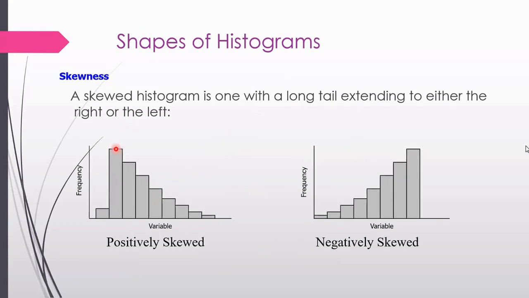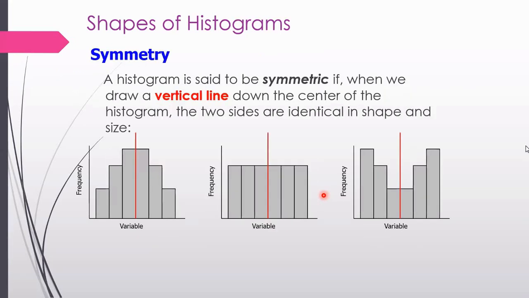Then here, one mode with positive skew. Here also, one mode with negative skew. And here, is this histogram bell-shaped? Put your answer in the chat box whether this histogram is bell-shaped or not. It is symmetrical but has two peaks, so the number of peaks is violated here. So it is not a bell-shaped curve, but symmetrical with bimodal.